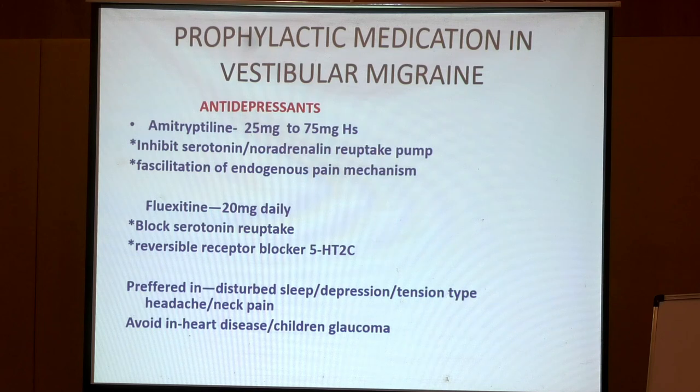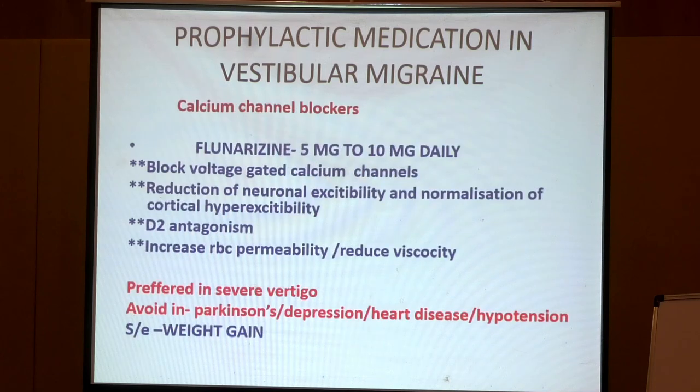Antidepressant: amitriptyline is the drug of choice. Dose is 50 mg to 75 mg HS. It is preferred in patients with disturbed sleep, depression and tension type headache. Avoid in heart disease and children.